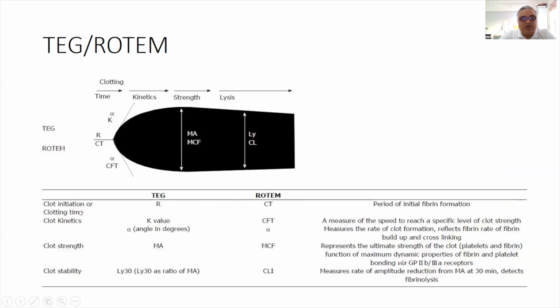This is TEG: clot initiation, that is R. Clot kinetics, that's the K value. Clot strength, that's MA. And clot stability, that's LY30. So if there is any derangement, you can see here also what exactly we do when you have deranged functions. This indirectly tells you to avoid large amounts of blood products and give only if needed. TEG has become a point of care in all patients, in hematology, liver transplant or liver ICU, where you see or expect a patient to bleed and you require giving blood components.